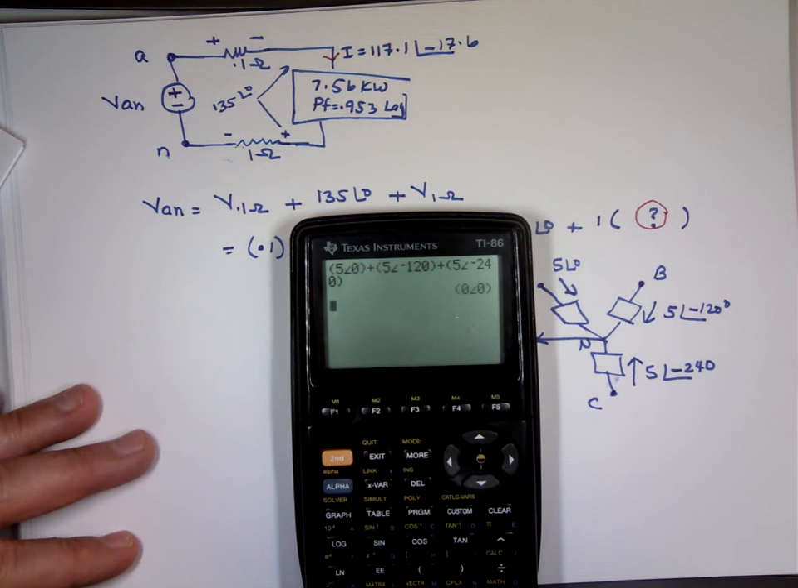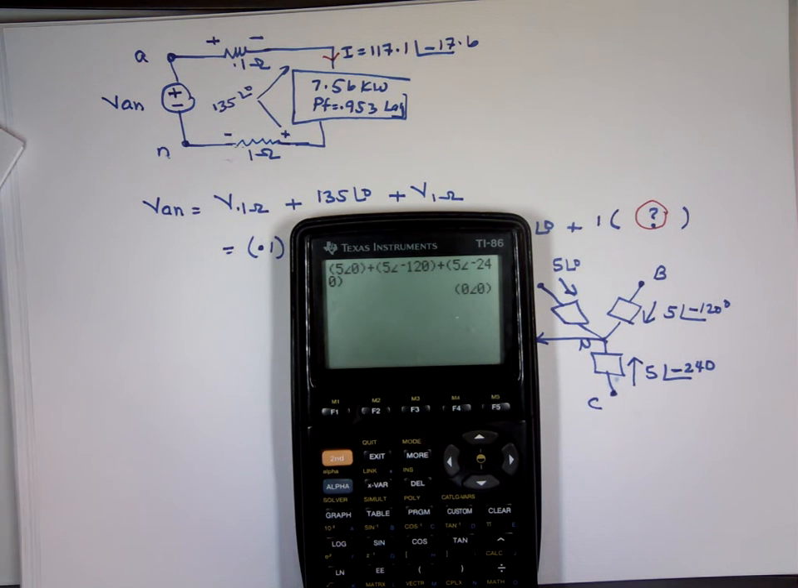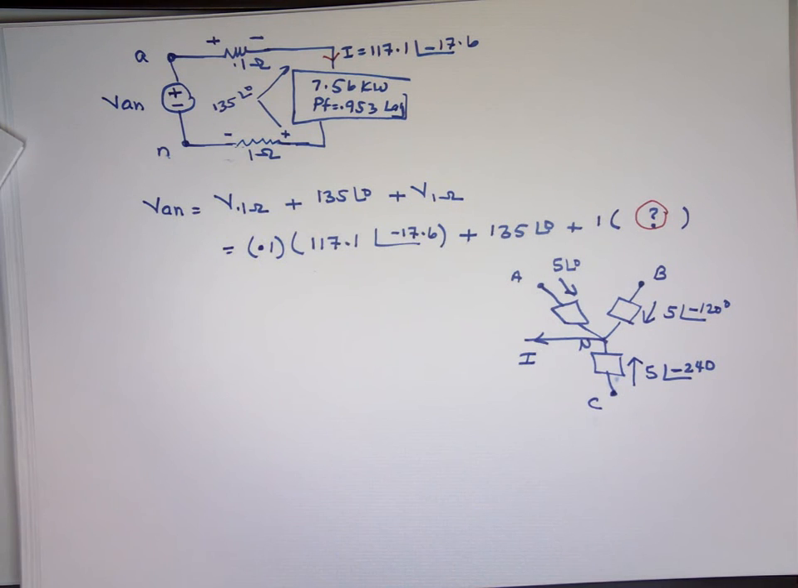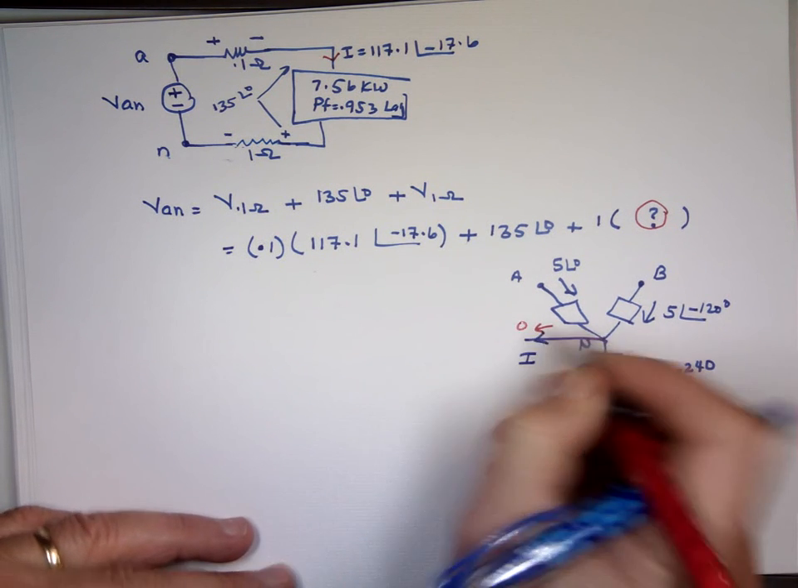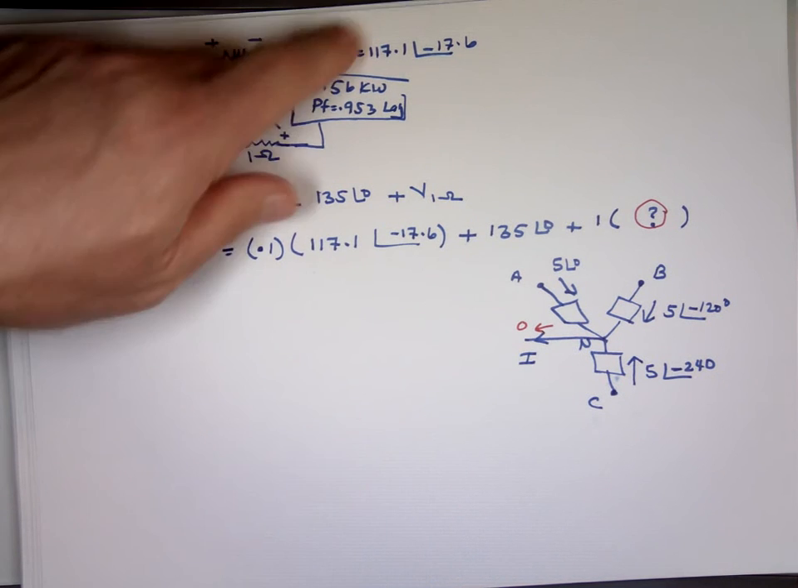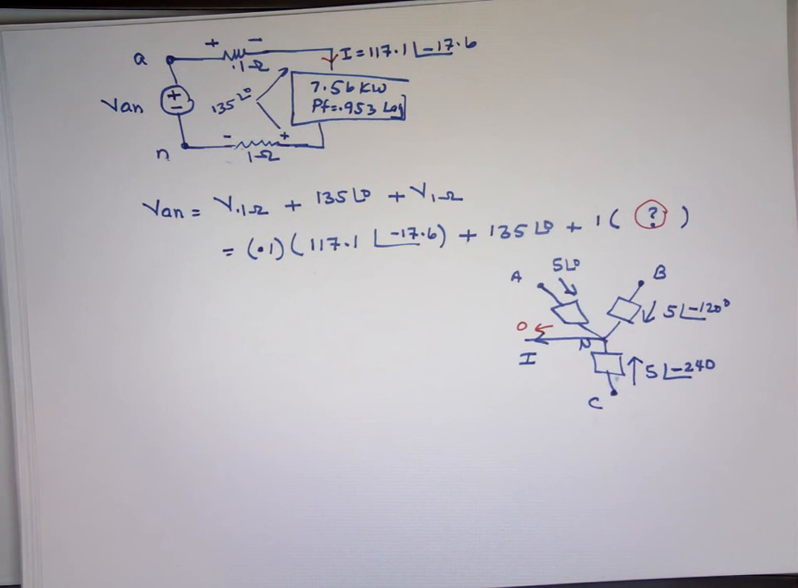What's the current through it? 0. So there is no current going through this. Isn't that what they say about a neutral wire in the first place? Yep. But I bet you were thinking it's going to be the same current here. No way. So that current is going to be 0 here.